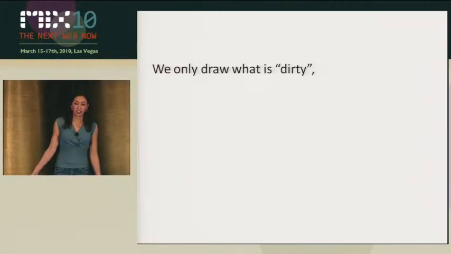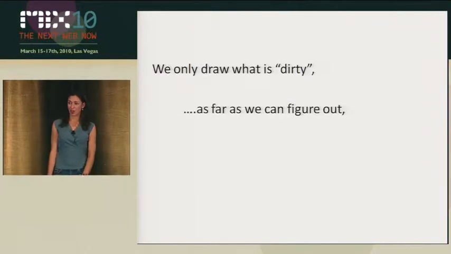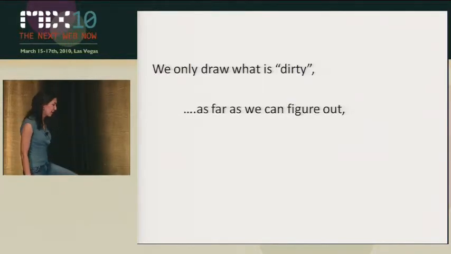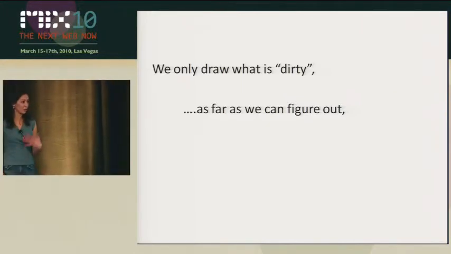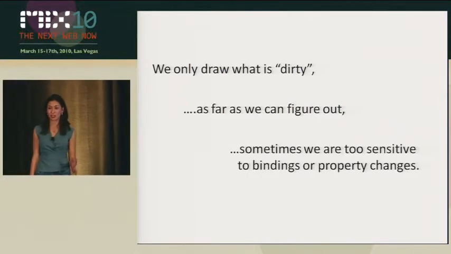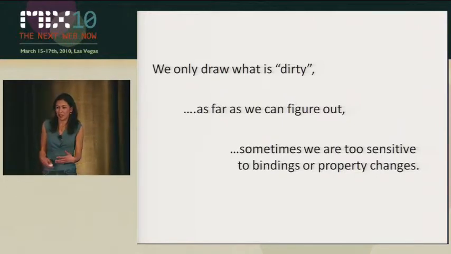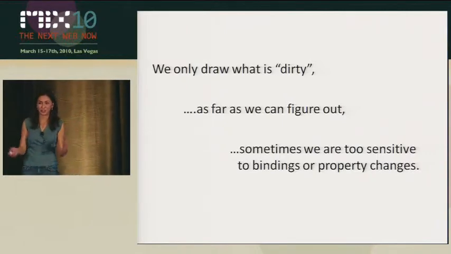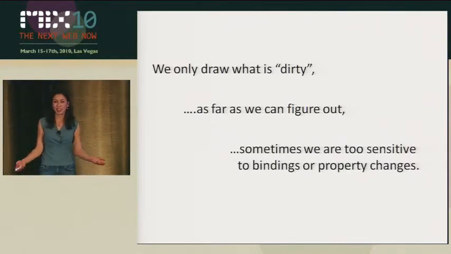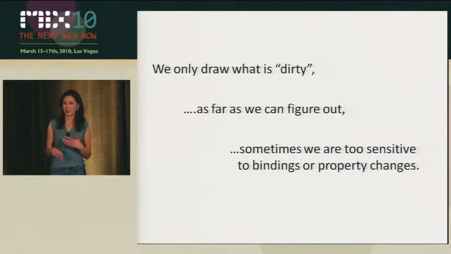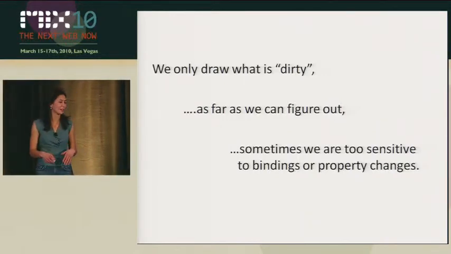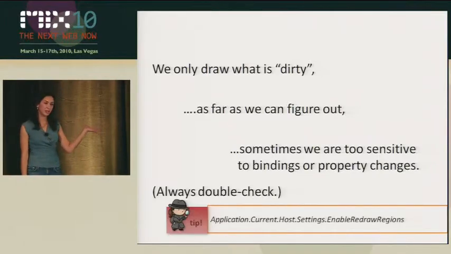So we only draw what is dirty, and we can do that as far as we can figure out. But some of you have written physics engines or algorithms that push property changes, and so sometimes we're a little too sensitive to that. You might be changing the property by like 0.001 pixels, and we're thinking, okay, sure, we'll redraw it. Oh, look, there's layout, there's a huge cost. And the user's not seeing any difference. This is very similar to the hidden peacock or bird. So always double check. Turn on redraw regions. Make sure that what you're drawing and what you're paying for is exactly what your user is seeing.